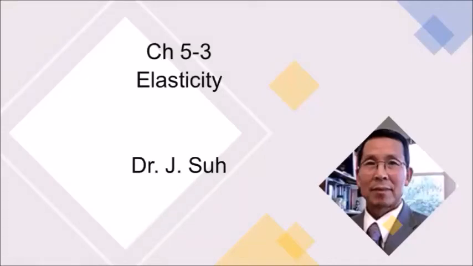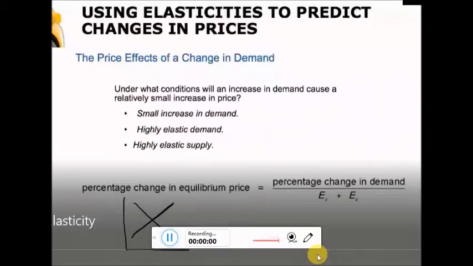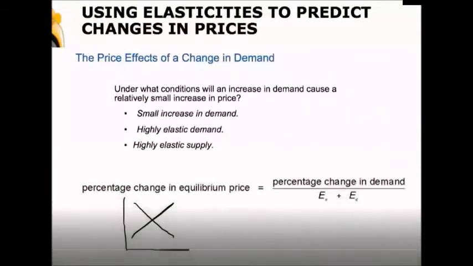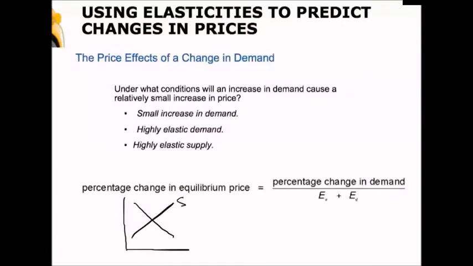Now let's put our concepts of price elasticity of demand and supply together and try to predict what's going to happen in a market. Now suppose we look at an equilibrium and we have a supply curve and a demand curve, and something happens and the demand curve shifts. If the demand curve shifts out, we know that the price level is going to go up. But how much is it going to go up?